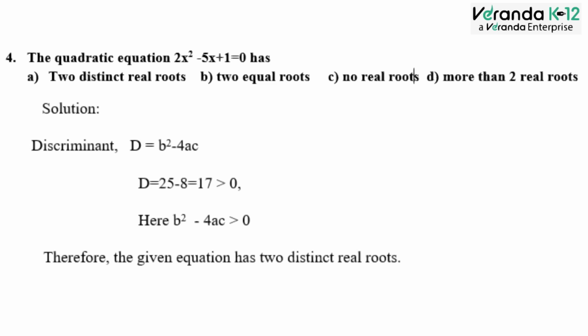When we substitute that in b square minus 4ac, we will get 25 minus 8, that is 17, which is greater than 0. If D is greater than 0, then we will have two distinct real roots. So the correct answer is option A, two distinct real roots.